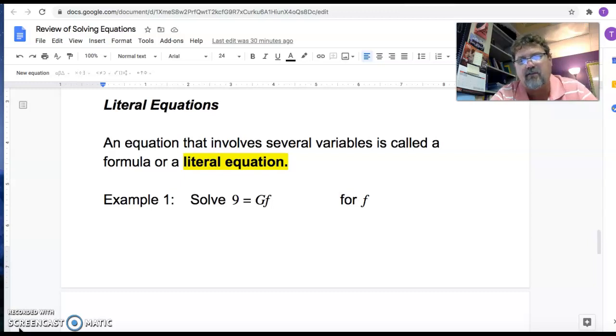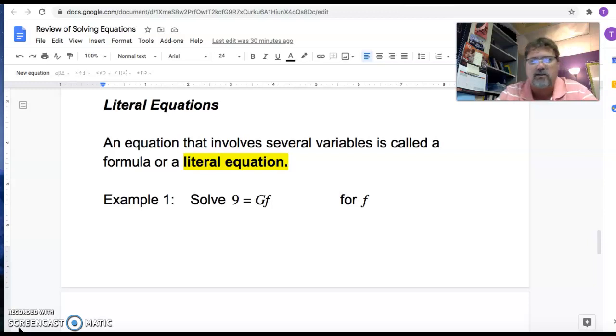An equation that involves several variables is called a formula. Generally, that's what most people will call it, just a formula. It's also called a literal equation. What happens is you are solving for a single variable, but you're not going to end up with the variable equal to just a number. You're going to isolate a variable. So a lot of times what they'll say is solve for the specified variable.